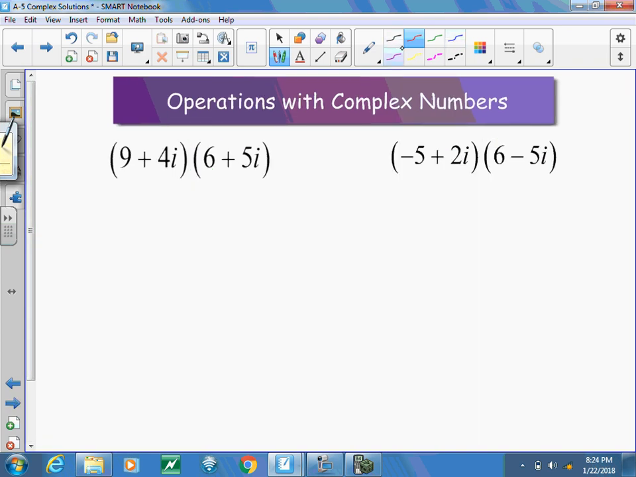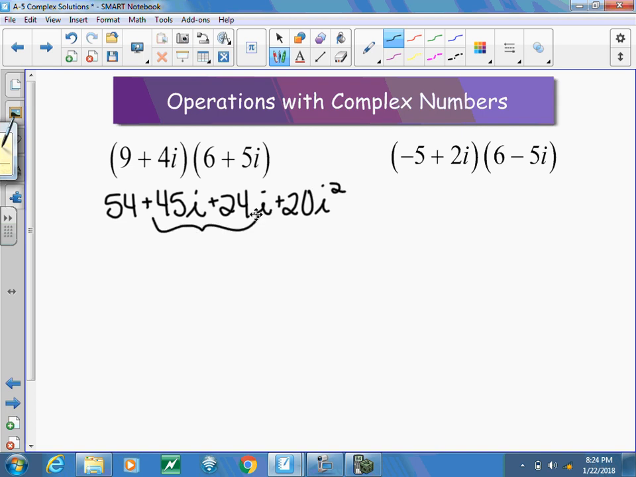Multiplication, you're going to do FOIL just like you would when working with binomials, in fact, FOILing those out. So 9 times 6 is going to give us 54. 9 times 5 is going to give us 45i. 4i times 6 would give us 24i. And 4i times 5i would give us 20i squared. So again, you're working with a binomial, FOILing it out. Combine like terms, so I've got 54 plus 69i plus 20i squared.